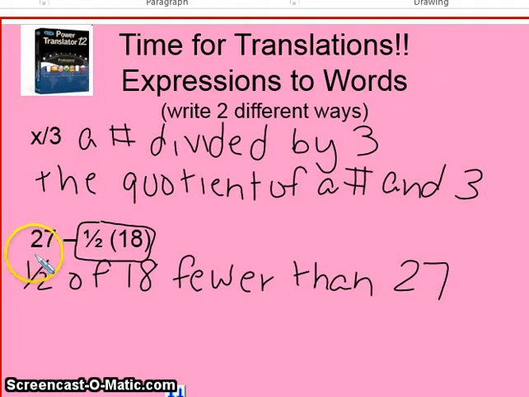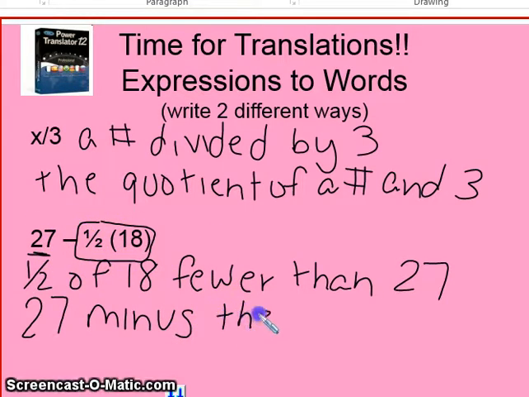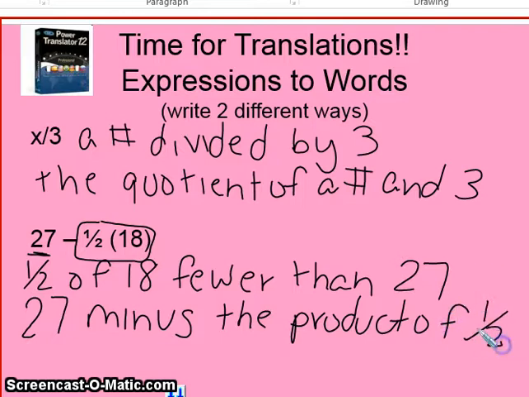Now if I wanted to start with 27 instead, I could say 27 minus, and then maybe a different way to write 1/2 times 18 would be the product of 1/2 and 18. Alright, so there's 2 different ways to write that one.